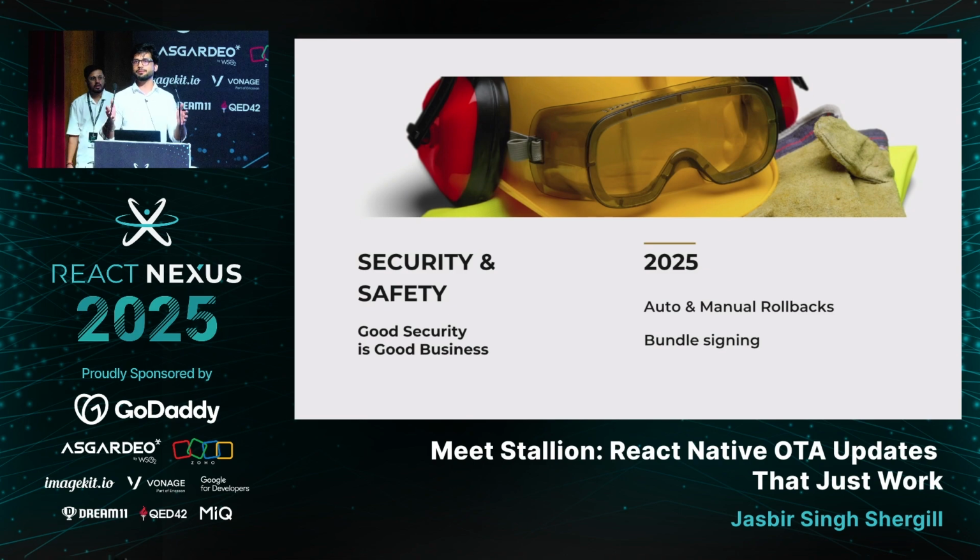So this basically protects you from man-in-the-middle kind of attacks, which is awesome. In terms of safety, what you get is two very interesting features, which is automatic and manual rollbacks. So what are automatic rollbacks? Let's say you sent out a release which has a crash as soon as the app launches. So the SDK will understand that it is a crash and it will automatically fall back to the previous stable version without you having to do anything.